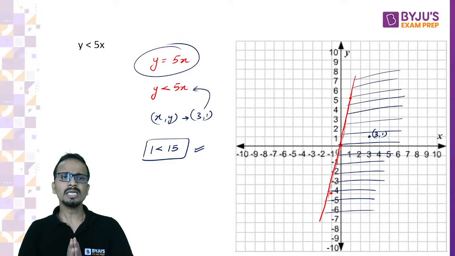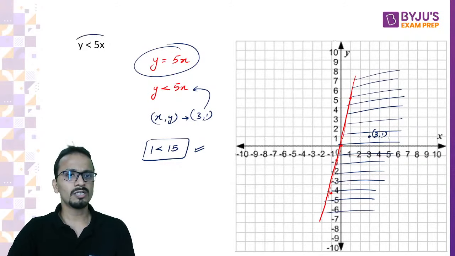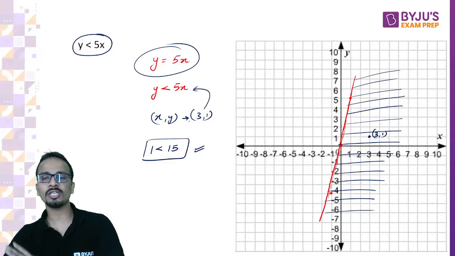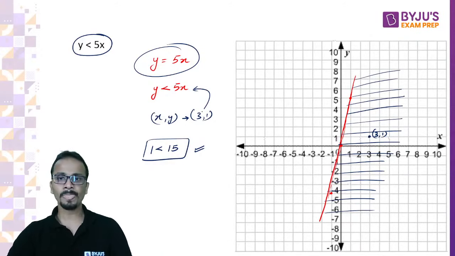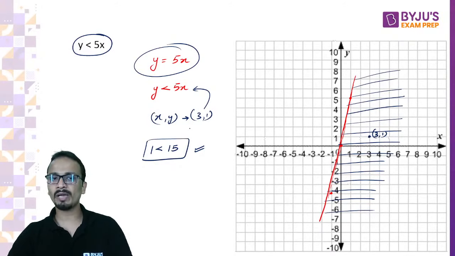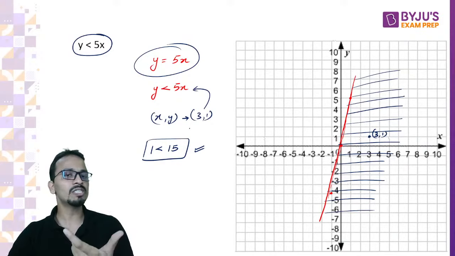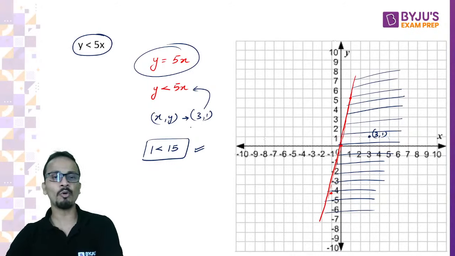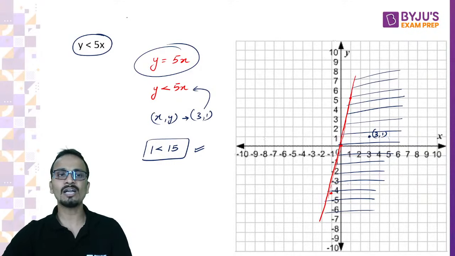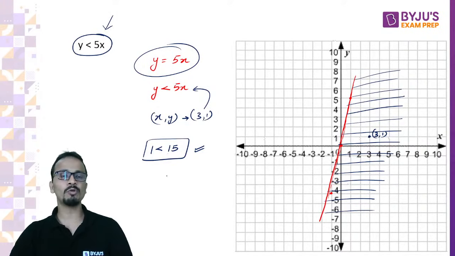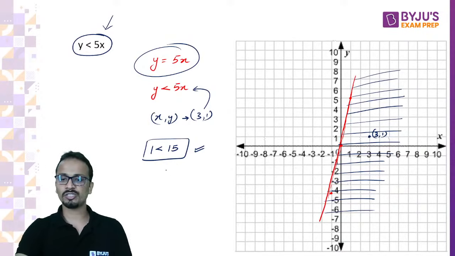Now the region covered by y is less than 5x will be either on the left hand side or on the right hand side of this line. So what I'll do is I'll pick up one point randomly from the xy plane and will check if that point will satisfy the given inequation or not. If that particular point will satisfy, then the region towards that point will be the region that will satisfy our given inequation. So this is how we plot the graph for inequations.